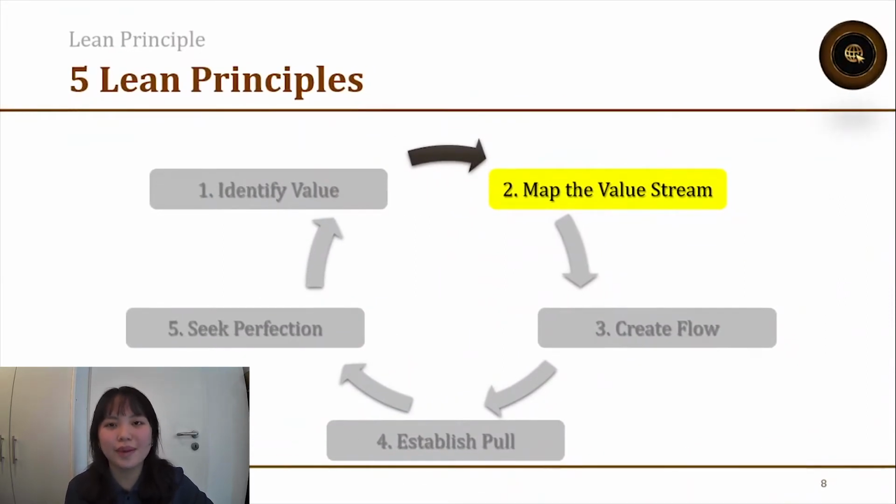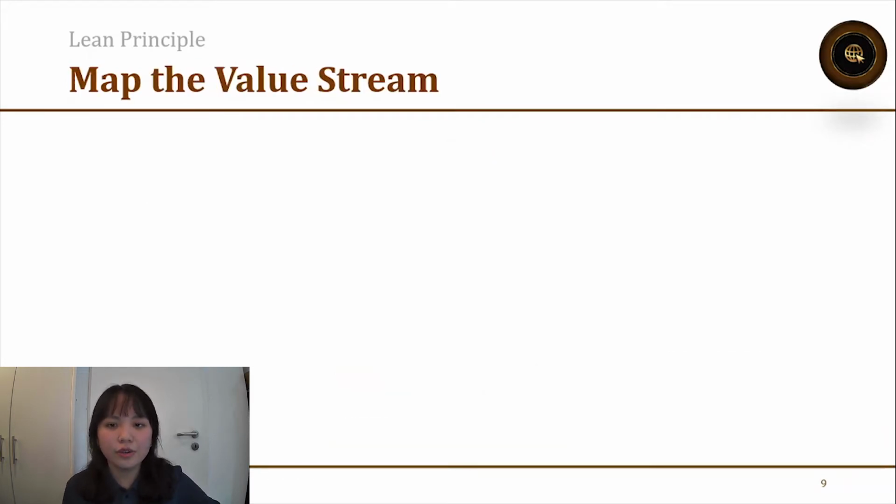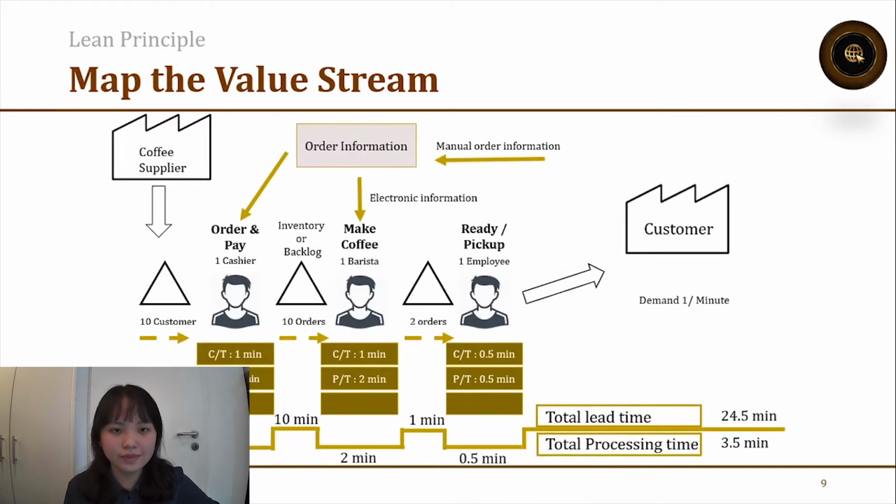After value is identified, we start mapping the value stream. Mapping value stream means mapping all processes starting from the beginning until the end. So it can be a business process starting from order comes in from the customer until the order is finished and the product is delivered to the customer. Or it can be for more specific processes, for example, hiring process in HR department or assembly process in production line. In this lecture, I want to show you the coffee shop process.